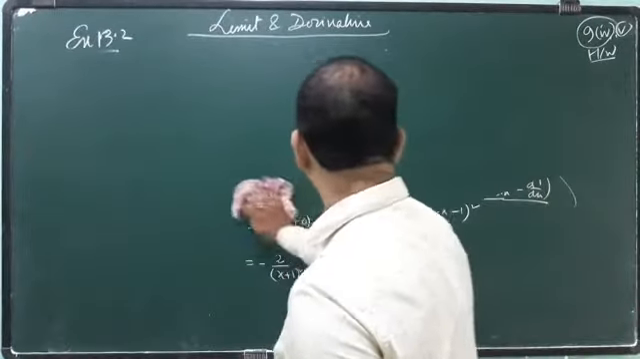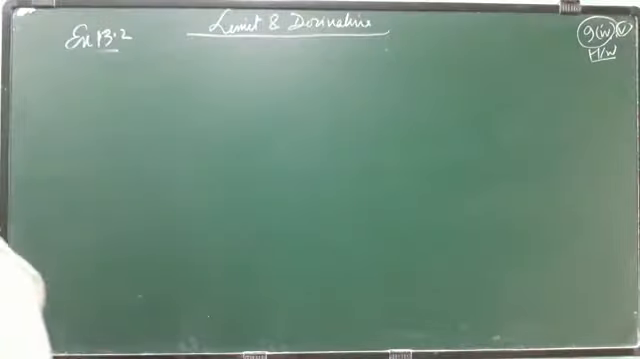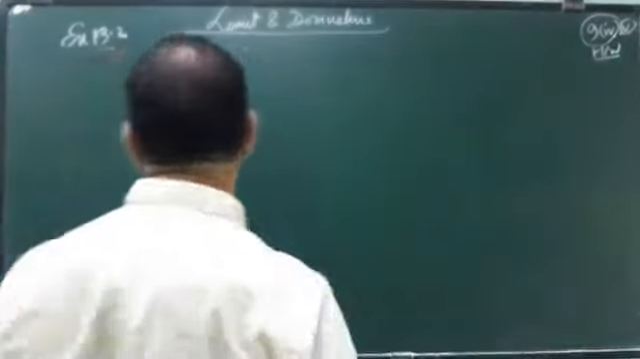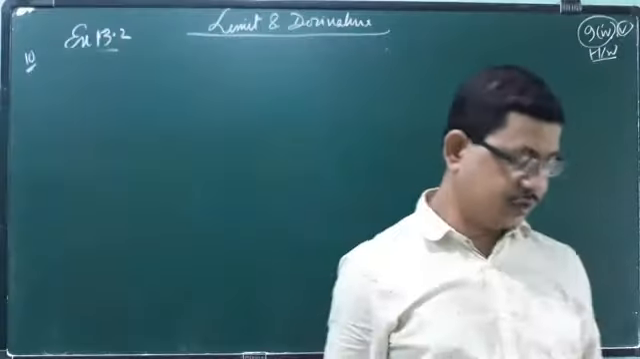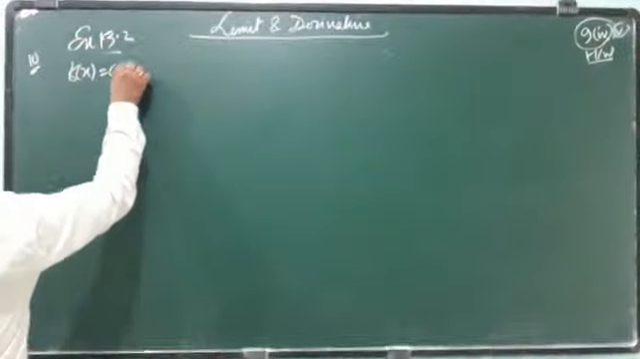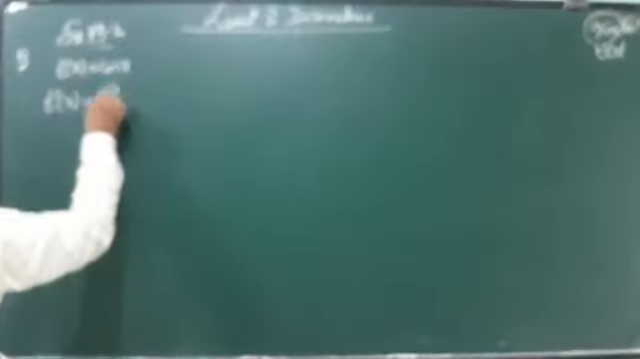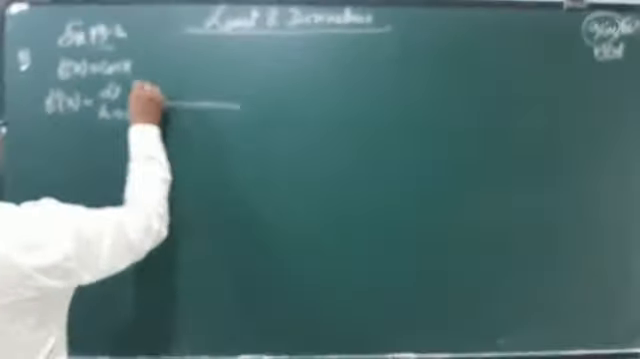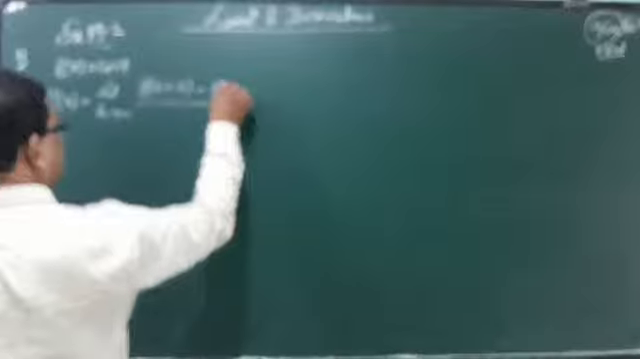So the formula is first. This is mandatory for everything, and definitely without the formula you cannot get the proper result. The formula should come to your mind at a glance. It is the first condition. The question is: find the derivative of cos x from first principle. So if f(x) is cos x, then you have to find the derivative of this. Definitely you have to use the first principle, that is limit h tends to 0 of (f(x plus h) minus f(x)) by h.